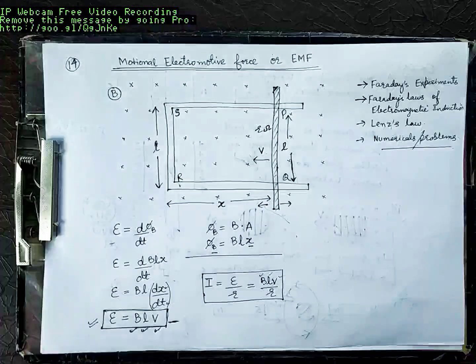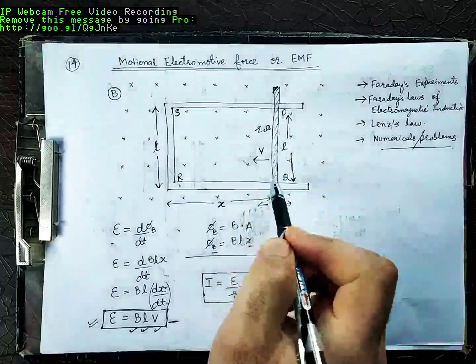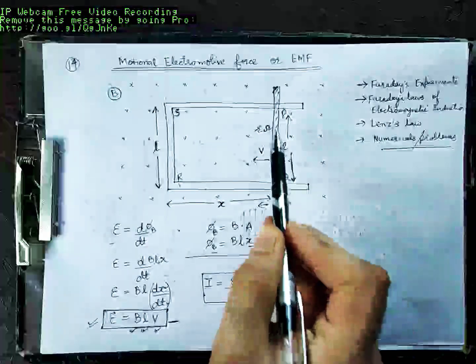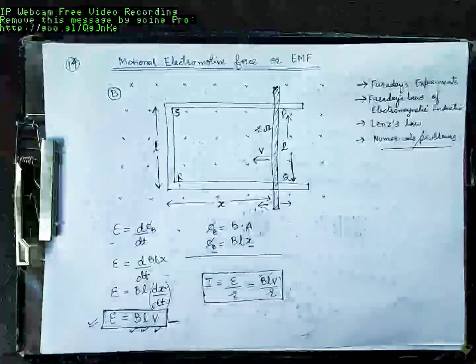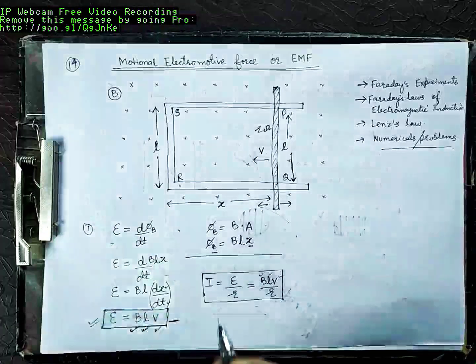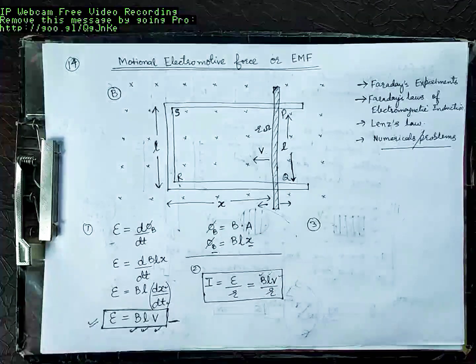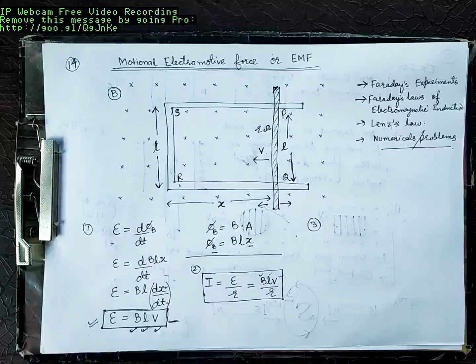Now another question. What is the direction of induced EMF here? Or in other words, what is the direction of current flow over here? How can we answer that question? So this was the first part, this was the second part, and now is the third part, direction of the current. How do we know the direction of current? We have already studied in the previous lectures.